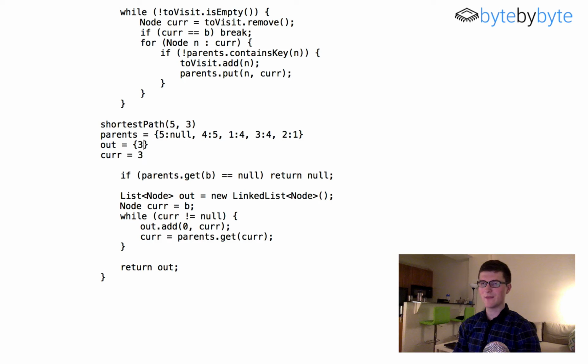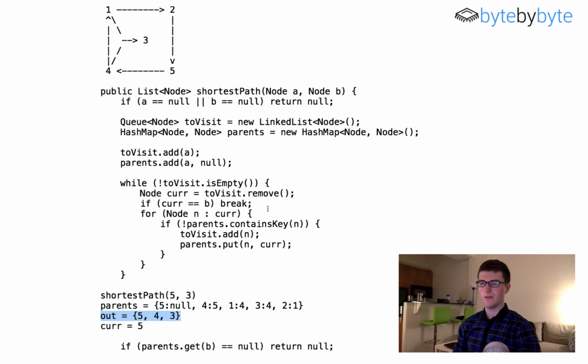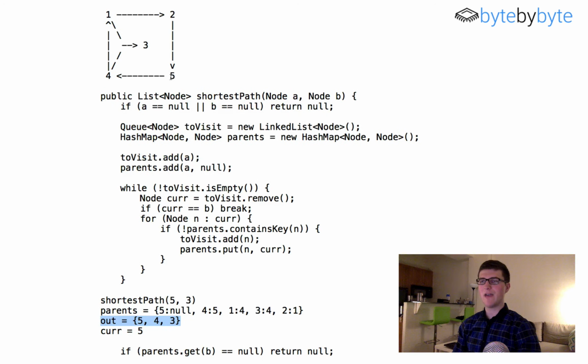And then we're going to add that to the list. So we add 3 to the list, to the beginning of the list, which is the only position that we have. And then we say cur equals parents.get(cur). So parents.get(3) is equal to 4. And then we're going to loop again, and we're going to add 4 to the beginning of the list. And then we get 4, and 4 maps to 5. So we add 5. And then finally, 5 maps to null. So cur is now equal to null, and then we return this out list. And as you can see, the shortest path from 5 to 3 is in fact 5, 4, 3.